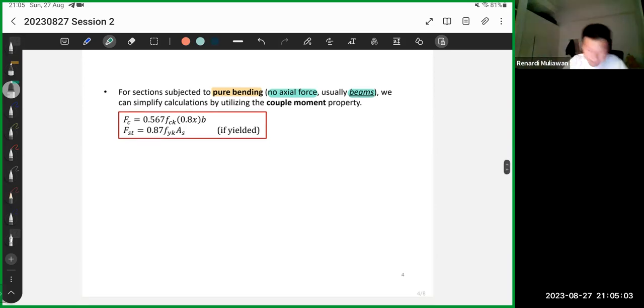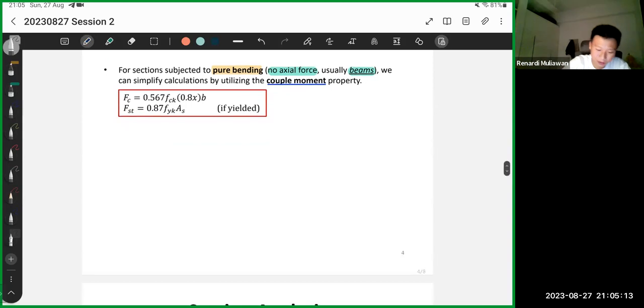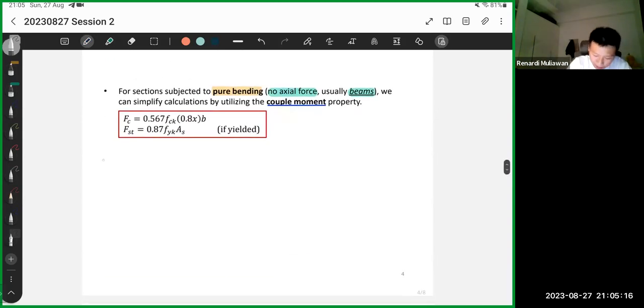So for pure bending, we can use what is called the couple moment. Again, this is a MOM review. There's a lot of MOM involved here in the stress and strain, and also forces and moments. To review the couple moment, it's basically two forces, let's say this F, this F, with exactly the same magnitude, both are F, and exactly opposite directions. So if one goes up, one goes down, one goes right, one goes left. Let's say this is D, the perpendicular distance between them.